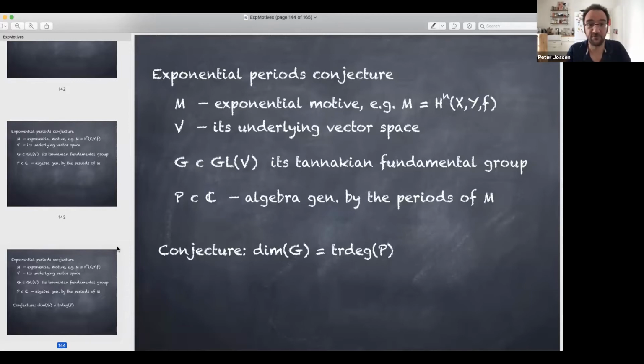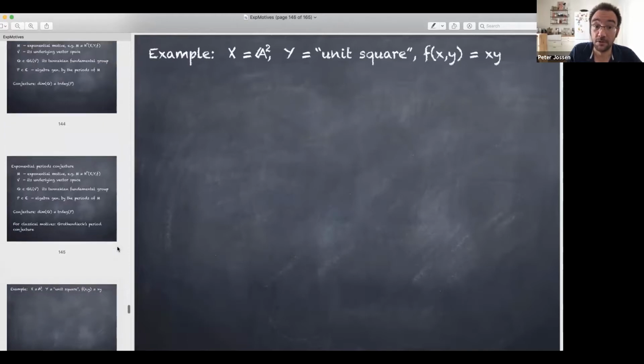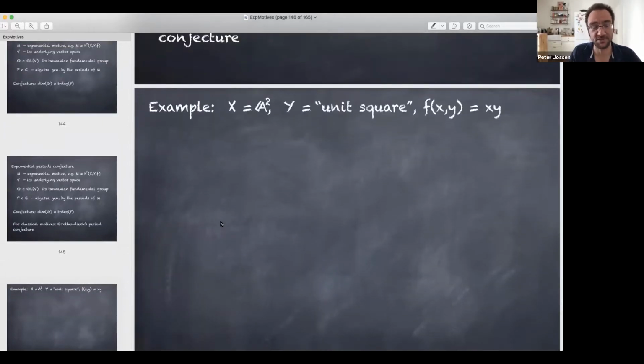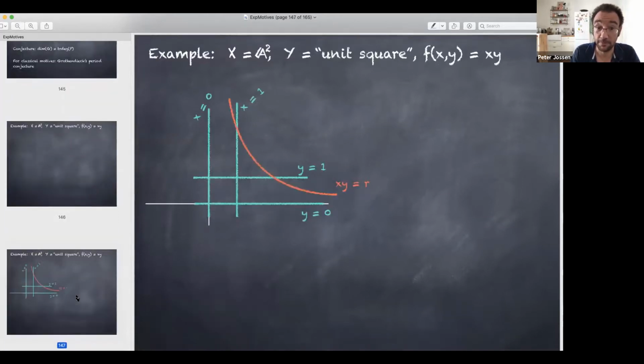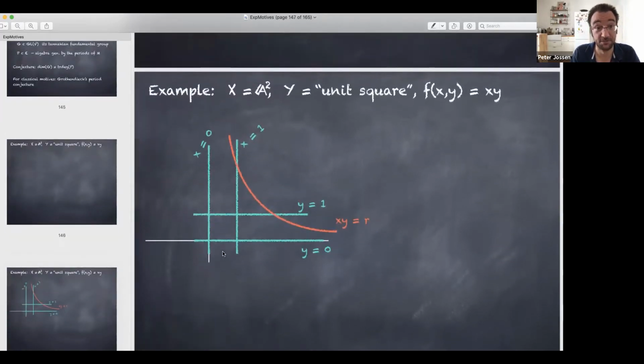Well, to finish off, I think I have time for one more example. Let's look for once at a higher dimensional one. So this time my variety is A2, the affine plane. My subvariety Y is the unit square, and the function is the product of coordinates. So here is the picture, but it's the real picture. So this is a plane. It's not the C plane, it's the R2 plane. I'm marking the unit square, it means I mark the lines x equals 0, x equals 1, y equals 0, y equals 1. This is my unit square. And I've drawn you the line x times y is equal to r, and it intersects also in the complex world the 2 lines x equals 1 and y equals 1.